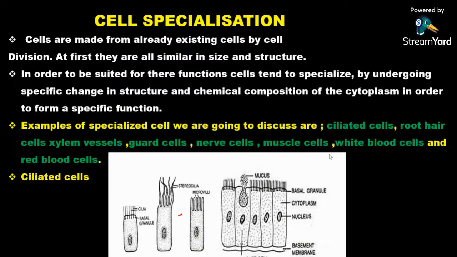So the class for today will be on cell specialization. This is the third class in biology that we started from scratch, that is, introduction to biology. So this is the third lesson, looking at cell specialization.